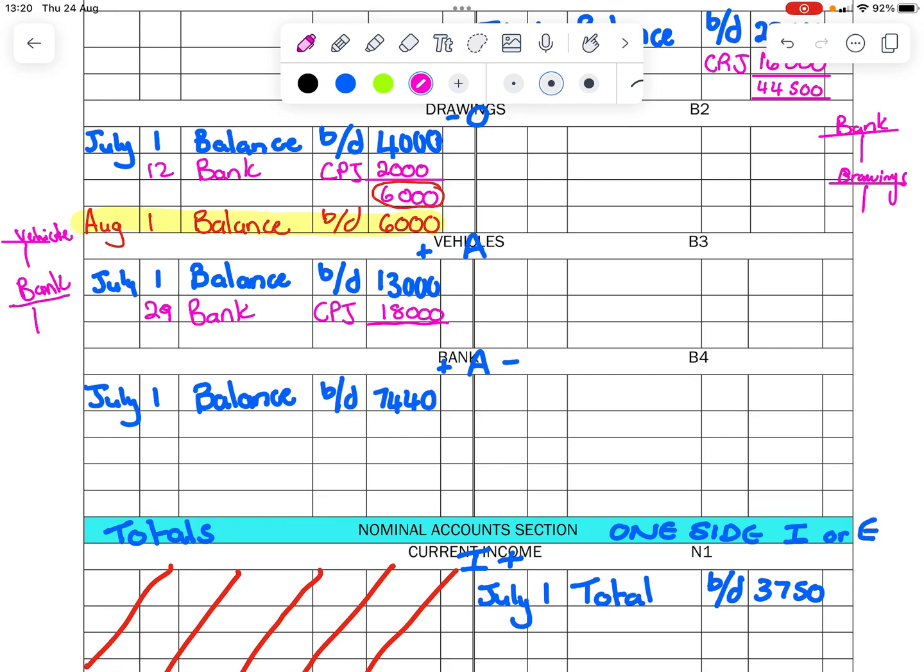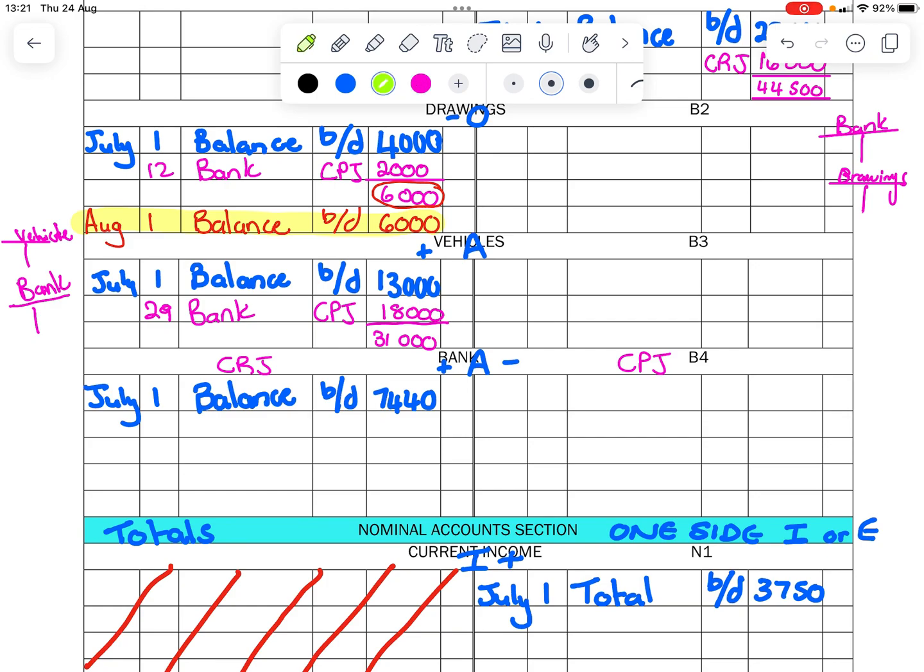What do we need to do? We total it up, which should give us 31,000 Rand. Now bank. Bank is an interesting one. We look at bank to determine how much money we have left in our bank accounts. How does bank, our asset, increase? It increases in the CRJ when we receive money, and it decreases in the CPJ when we pay money.